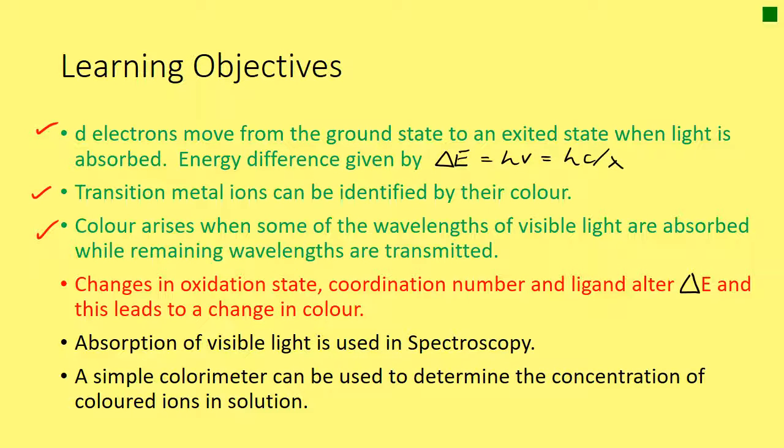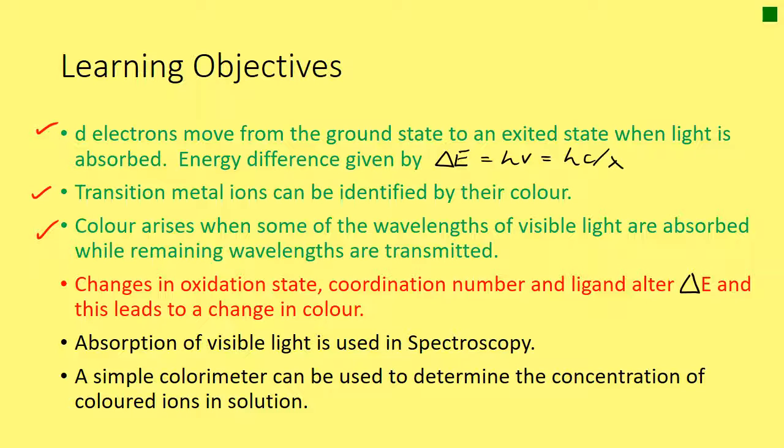So just returning to the learning objectives for a bit, let's check what we've done already. I think we've seen that the d electrons move from the ground state to an excited state when they're given some energy to do so, and that energy comes from visible light, and that energy difference is given by delta E equals hv, and because v equals c over lambda, delta E equals hc over lambda. So that's the first lesson objective we've done.